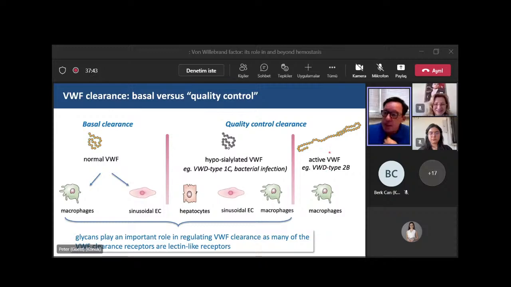Another quality control we have seen is that one of the receptors for VWF, LRP1, recognizes VWF only when it's in an active conformation. Molecules that contain a mutation are less well sialylated, and are cleared more rapidly because they interact more with this LRP1 receptor. So in terms of clearance, we have two sorts. We have the basal clearance, and there are a number of receptors that have been identified now. We also have some quality control receptors like MGL1 and LRP1 that contribute to the removal of VWF that is not in the proper conformation.